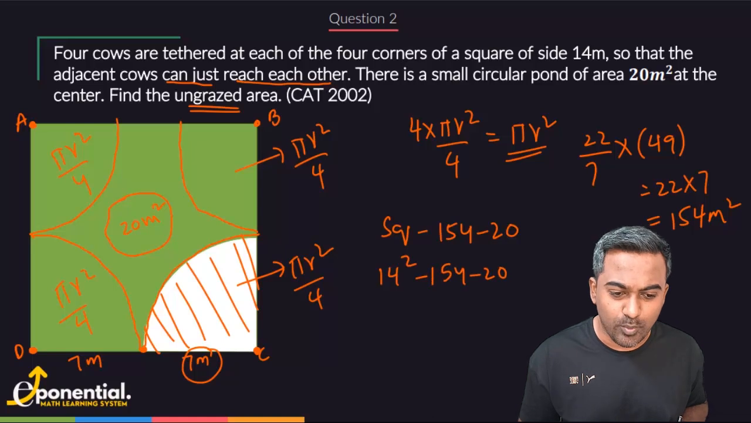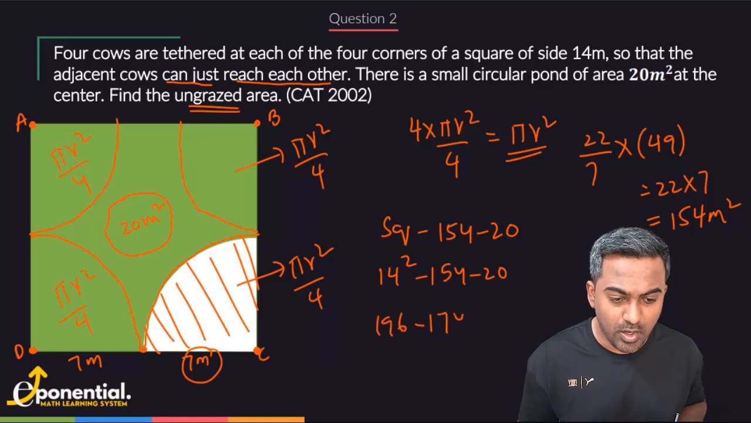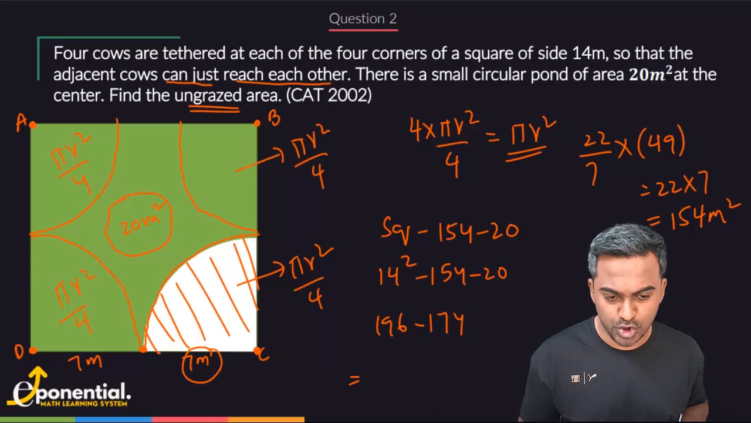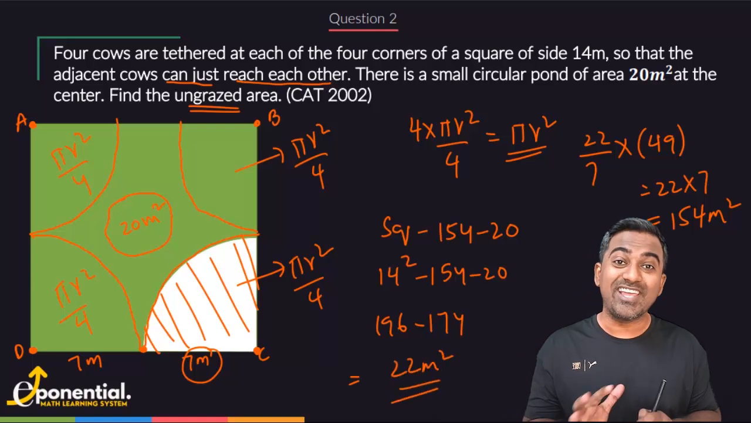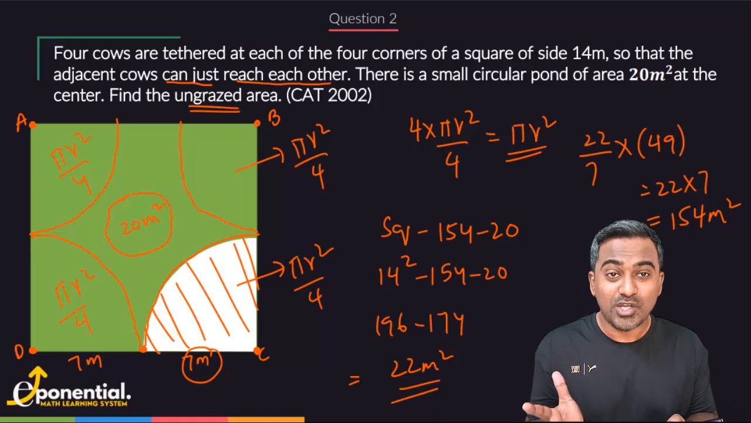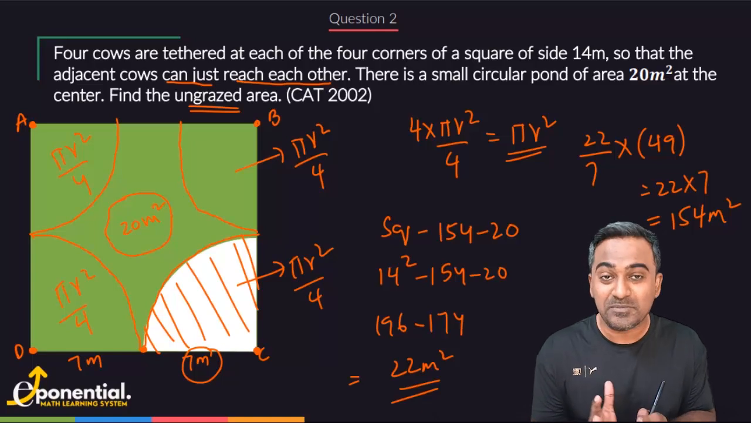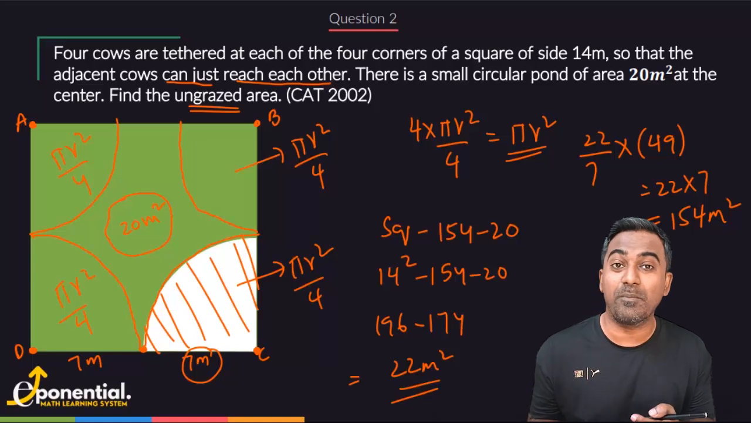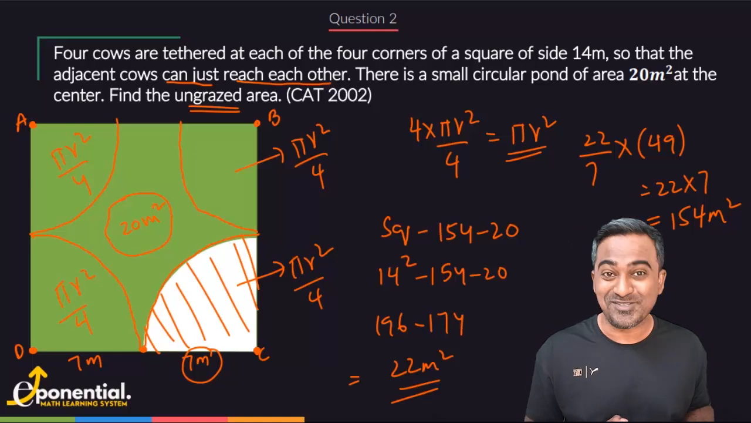So what is 14 squared? 196 minus 154, 164, 174. That will give you how much? 22, I believe. So 22 meters squared is the ungrazed area, right? So guys, these are not just any type of questions. These are good, challenging problems, and if you are able to solve them on your own, give yourself a nice pat on the back, or ask your parents to do that for you.